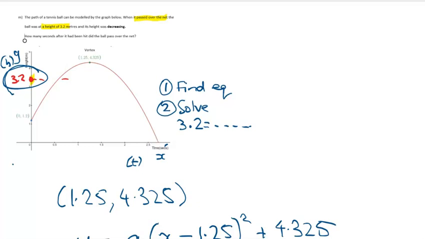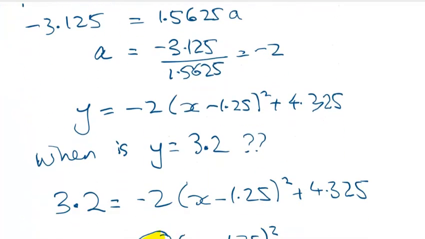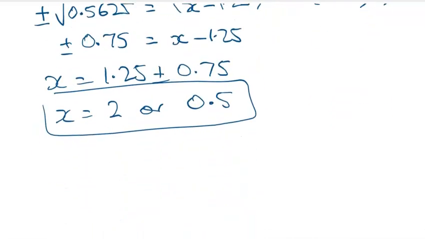Okay, so we can see that what we've done is we've said when the height is 3.2, we've got two possible values for the time, 2 and 0.5, and that fits the graph perfectly, but we know that we want the one when the height is decreasing, so that's this one over here. So the answer to the problem is after 2 seconds.